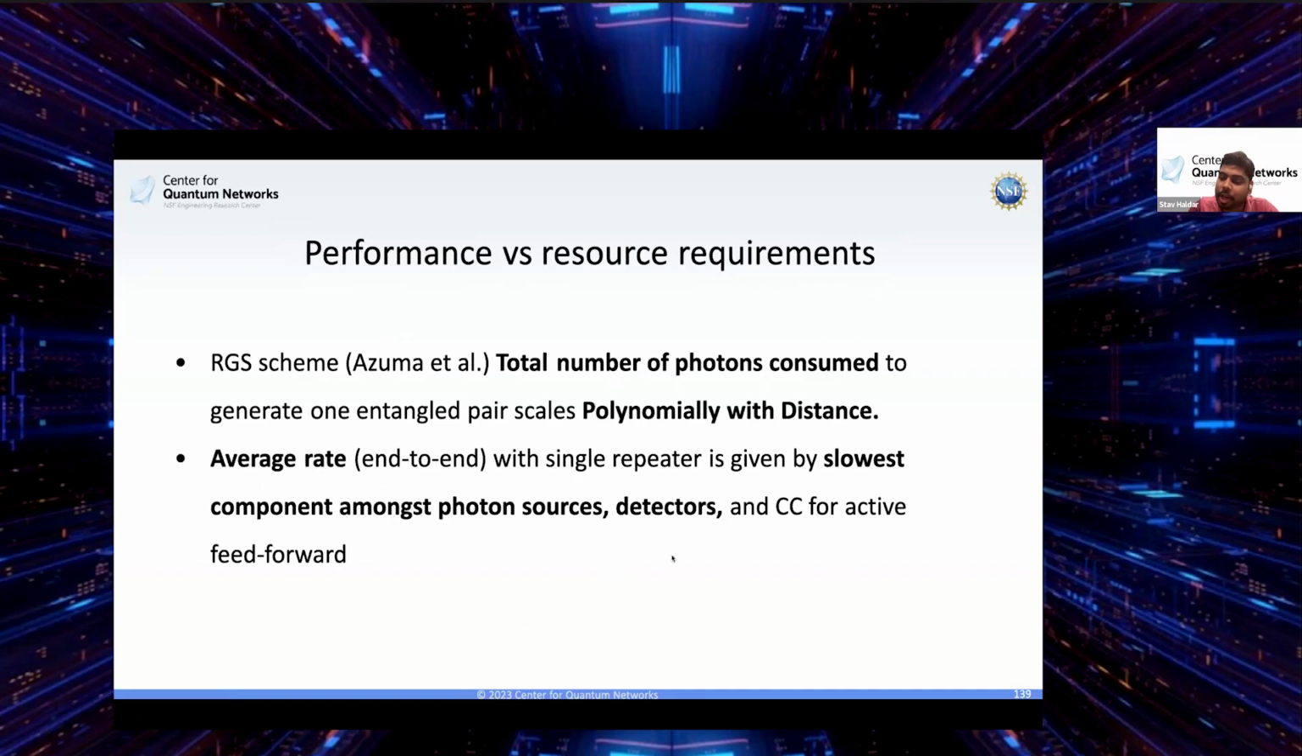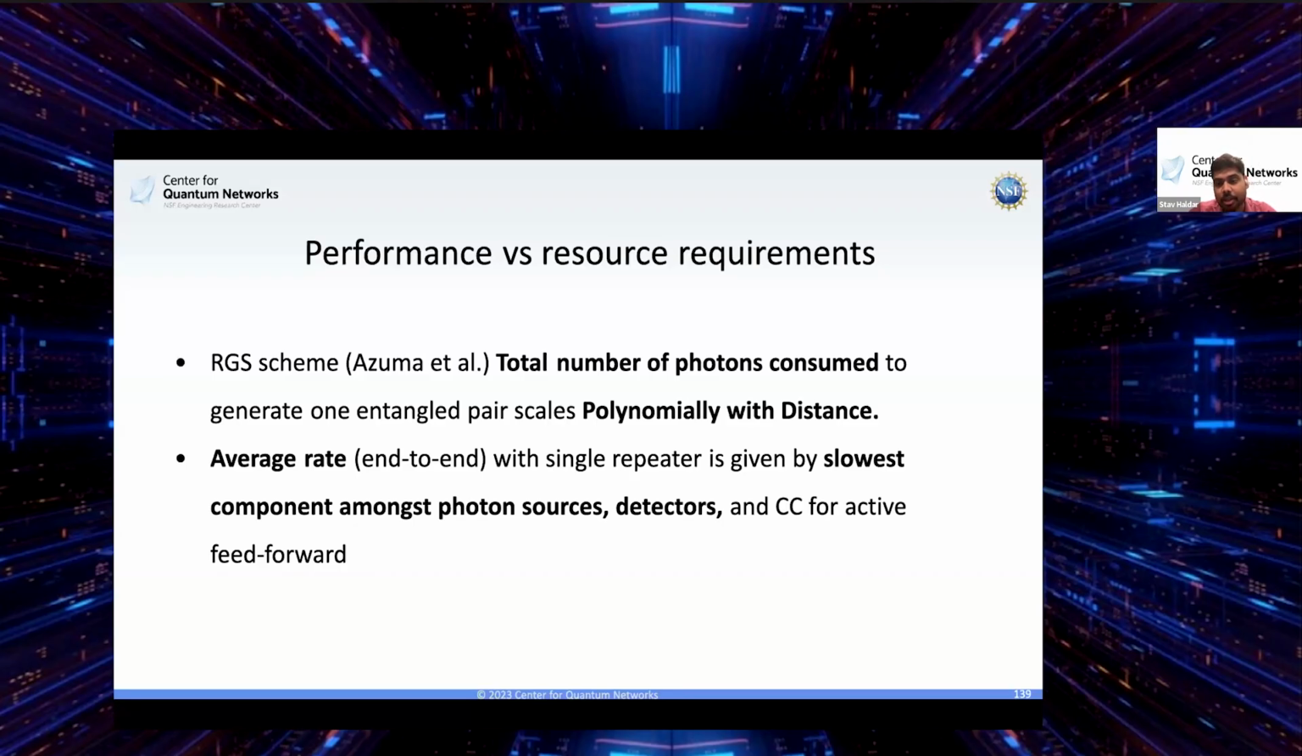And then let's quickly talk also about this trade-off between performance and resource requirements. As the Azuma paper already showed, and other works later on showed, the total number of photons which are consumed, like we saw this 10 to the power 7 number that we talked about, actually grows polynomially with the distance. So it doesn't grow exponentially with the distance. That's a good thing, but it still grows polynomially with the distance. So as you go to longer and longer distances, you will need bigger and bigger photon sources.